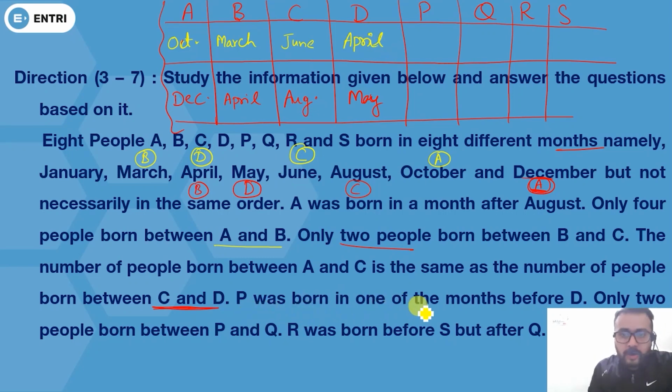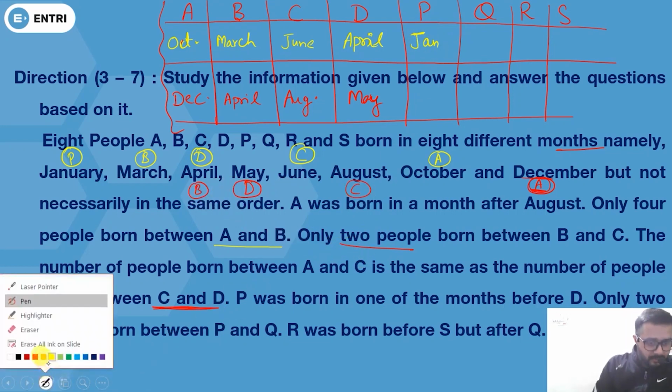P was born in one of the months before D. Okay. P was born in one of the months before D. If we talk about this yellow one, here is D. So according to this, if D was born in April and P was born in one of the months before D, there is 1 month left only, and that is January. So P will be born in January. Okay.